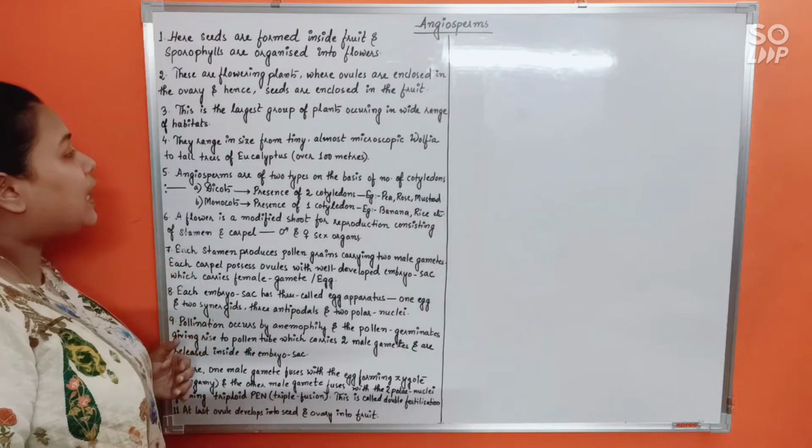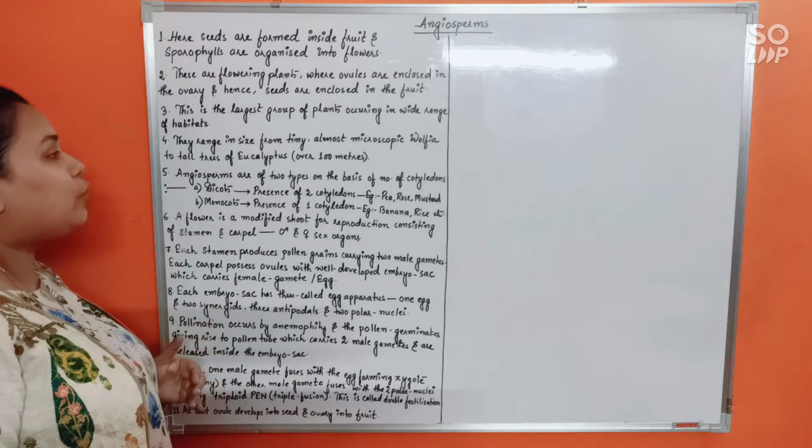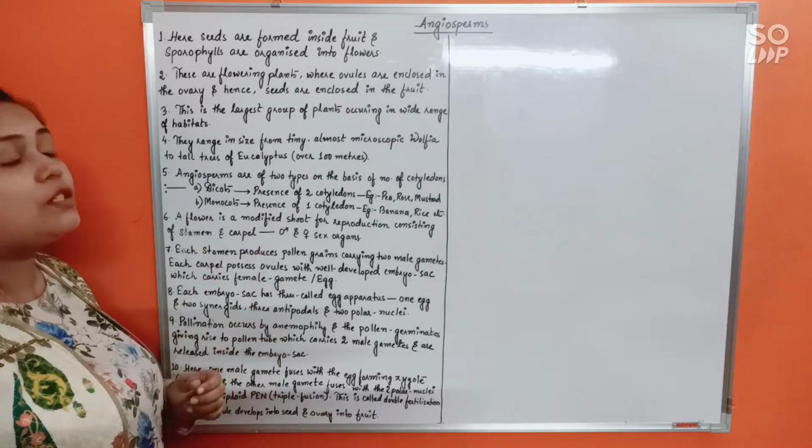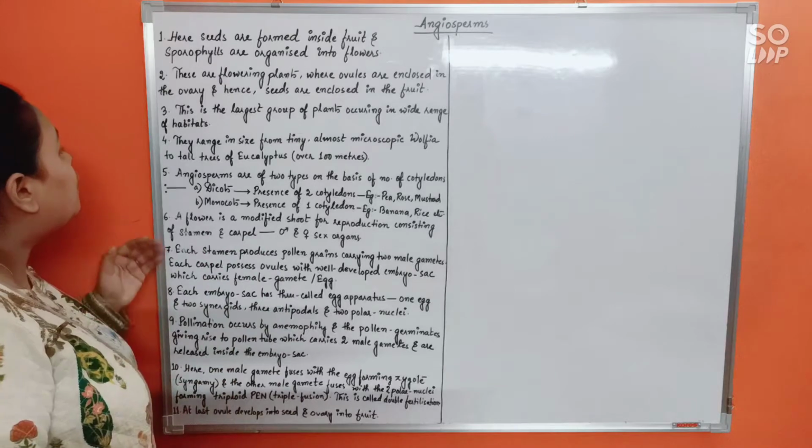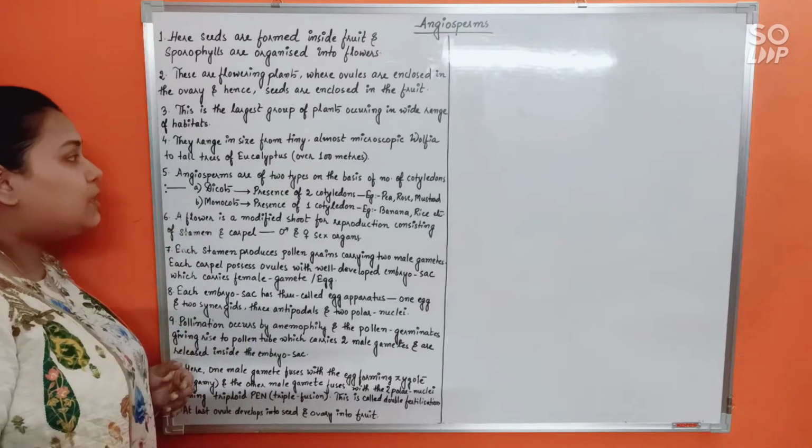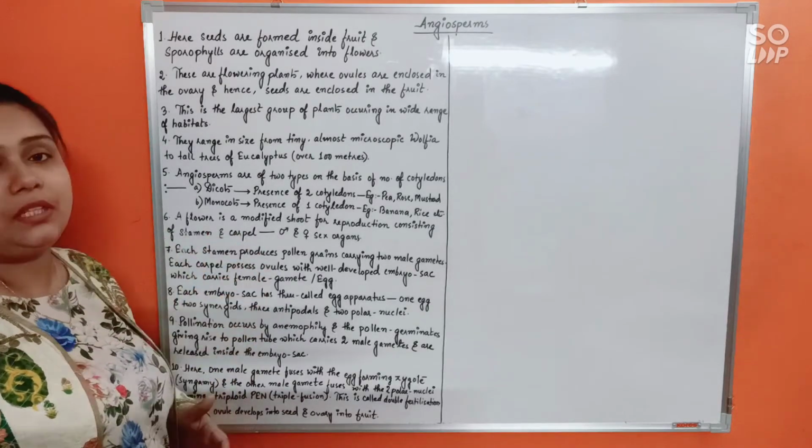They range in size from tiny, almost microscopic Wolffia, the smallest angiosperm, to tall trees of eucalyptus, which can be over 100 meters in height.